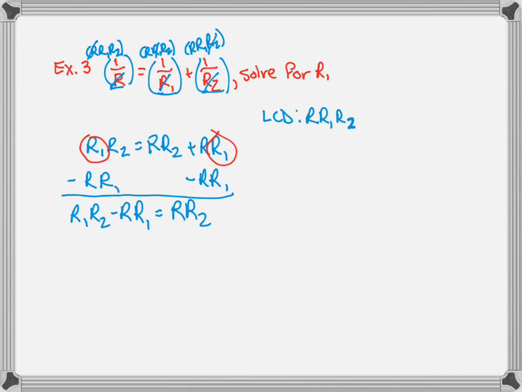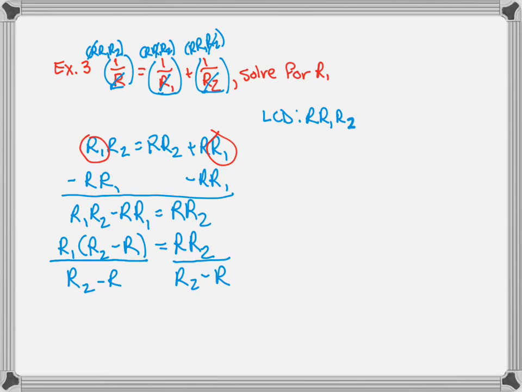And now on the left, I'm going to factor out that r sub 1. Factoring it out, I get r sub 1, and then in the parentheses, I'll be left with r sub 2 minus r, and that still equals r times r sub 2. Now, I want to divide everything by what's in parentheses, r sub 2 minus r. On the left, those will cancel, and I'll be left with r sub 1 equals r times r sub 2 over r sub 2 minus r. And that is our equation solved for r sub 1.